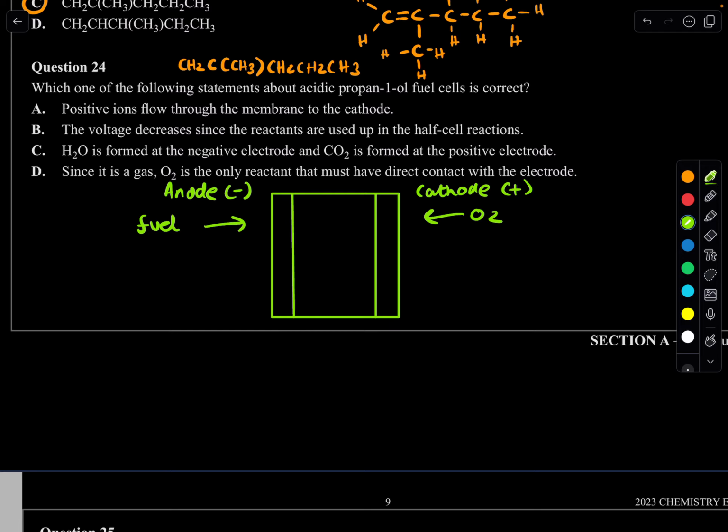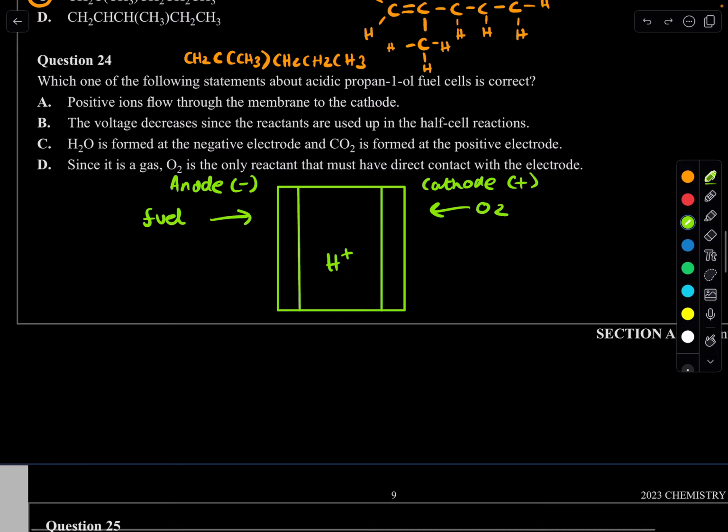And because it's acidic, we're going to have H plus ions in the middle, which is your electrolyte. This is very basic, but let's see. Positive ions flow, okay, we know it's a galvanic cell, basically a fuel cell. So these positive ions go to the positive terminal. Actually, these H pluses go to the cathode. Because remember, positive charges go to the positive terminal when it's a galvanic cell. So positive ions, which is H plus, flow through the membrane to the cathode. Yes, they do, from what we see here.